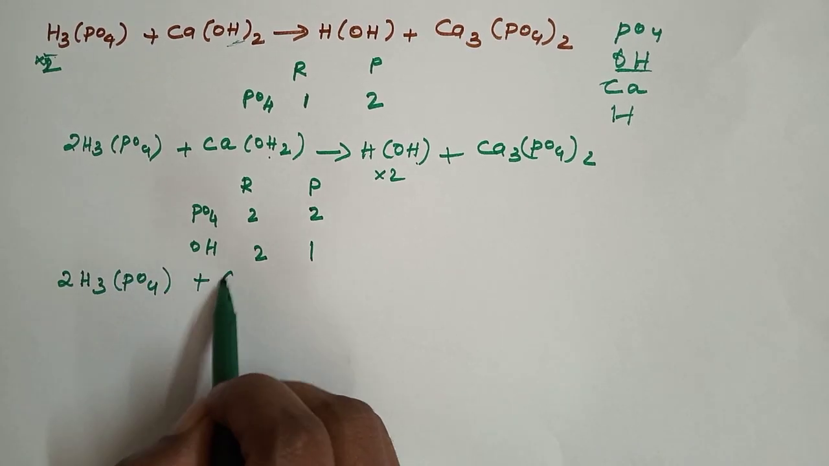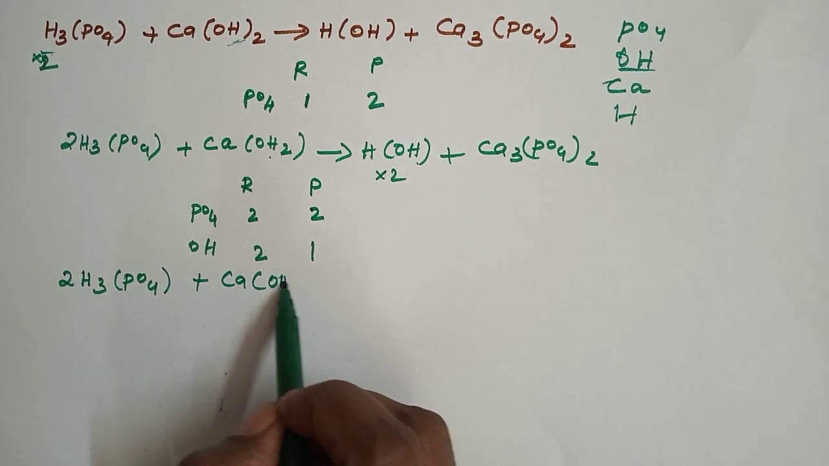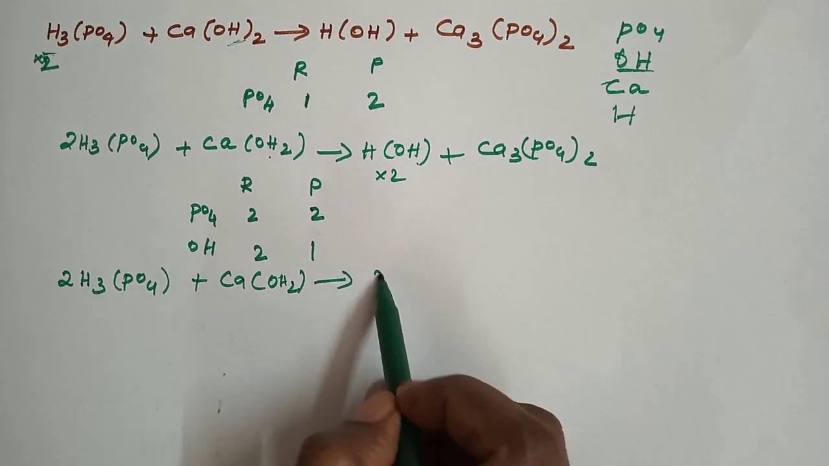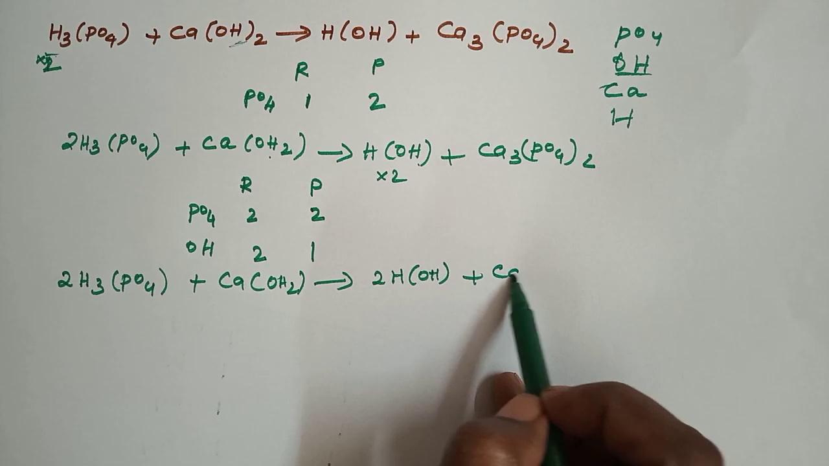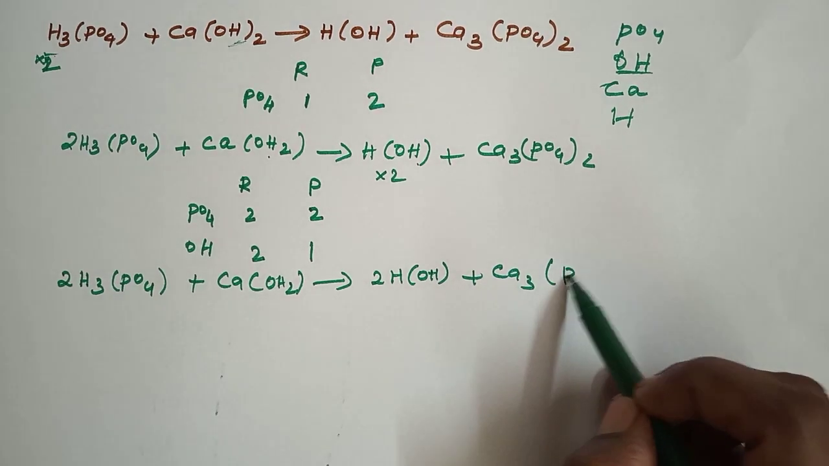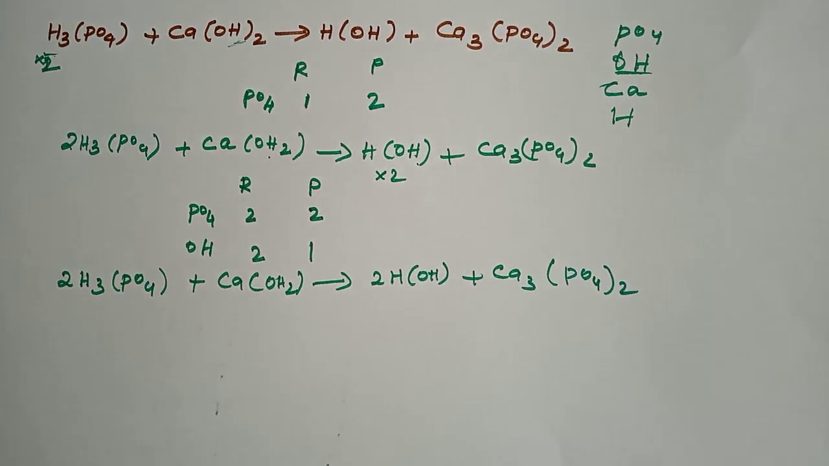2H3PO4 plus CaOH2 gives 2HOH plus Ca3PO4 2. This is a new equation. Yes or no? Yes, good.